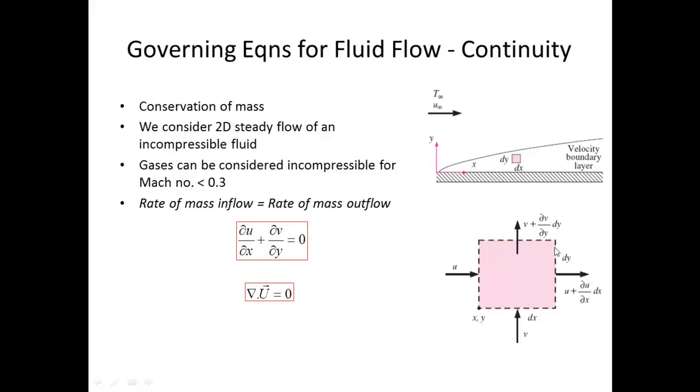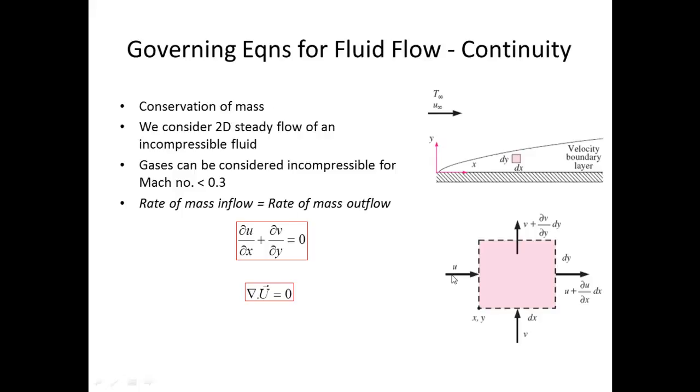So if we look at this fluid element, which has a dimension of dx in the x direction and dy in the y direction, the inflow and outflow are indicated by the velocity components. u is the incoming flow in the x direction, and u plus ∂u/∂x dx is the outgoing velocity in the x direction, as given by the Taylor series expansion. Likewise, we have velocity components in the y direction. So for mass conservation, the statement that we are going to use is that the rate of mass inflow equals the rate of mass outflow.